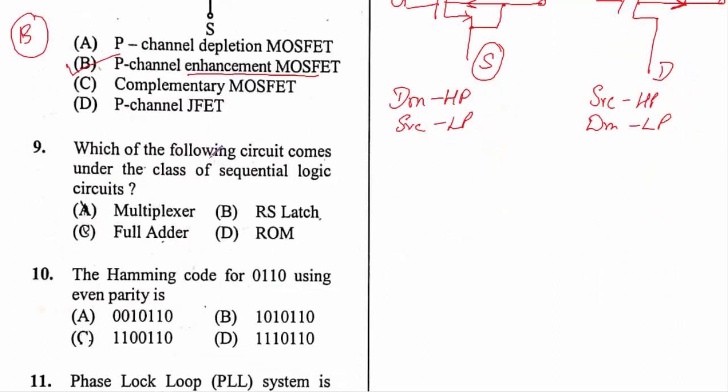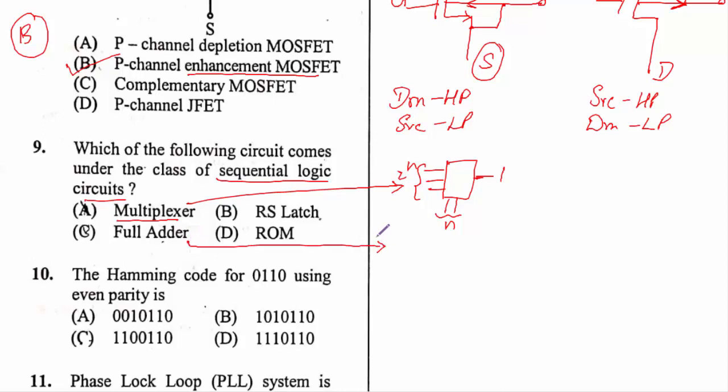9th question: which of the following circuits come under the class of sequential logic circuits? The first option they have given is multiplexer. We know that a multiplexer is a combinational circuit which will have 2 power n inputs and only one output. It will have n select lines. Based on the n select lines, which input should be driven to your output will be decided by the select lines. What your multiplexer does is serialize the parallel data. Able to follow?